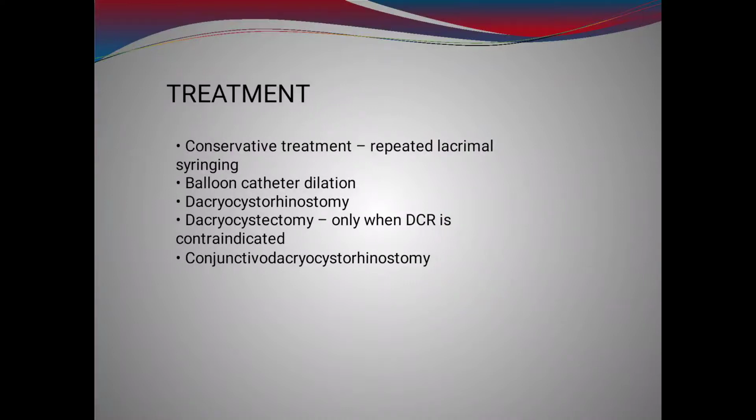So what do we do for chronic dacryocystitis, friends? The definitive treatment of chronic dacryocystitis is usually surgical. We have to do surgeries. So there are basically three types of surgery that we can do. The first is called dacryocystorhinostomy. Then second is dacryocystectomy, and third is conjunctivo-dacryocystorhinostomy.